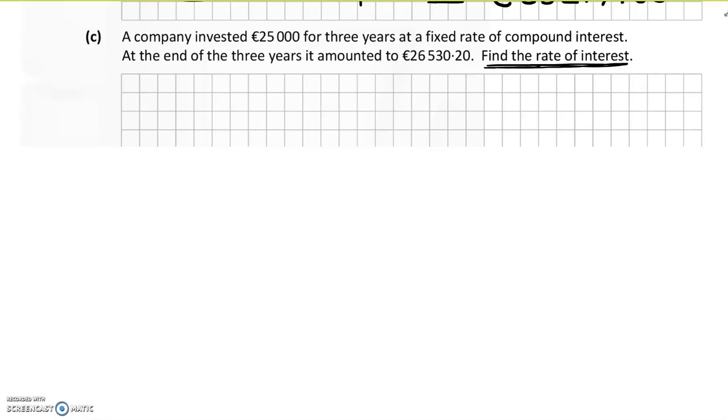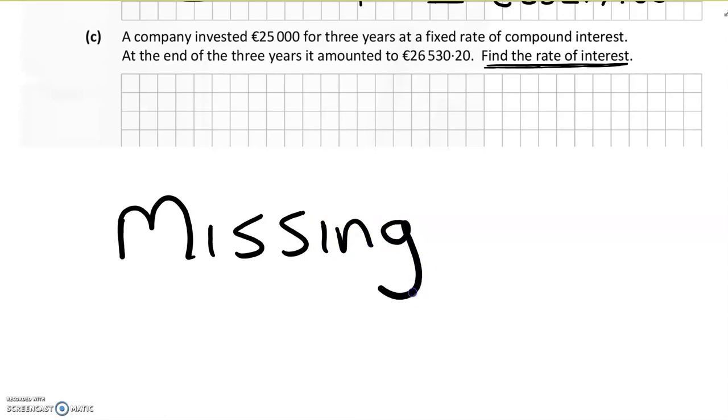Okay, so in the previous video we looked at compound interest questions when you're looking for F, and compound interest questions when you're looking for P. This video is about when you're looking for the interest rate charged or given. Okay, so you're missing I. That's what this video is about.